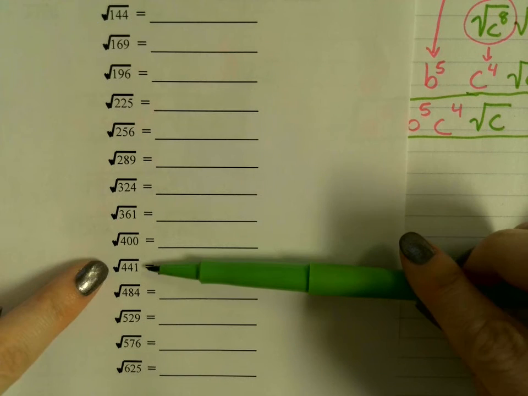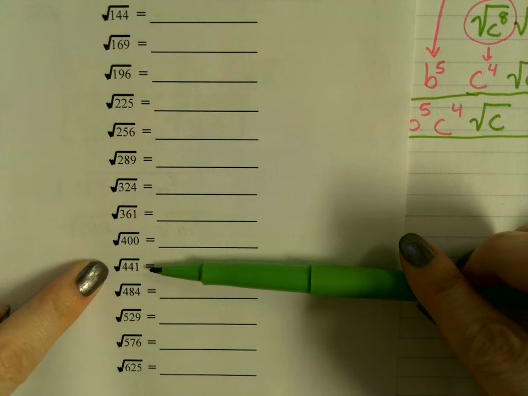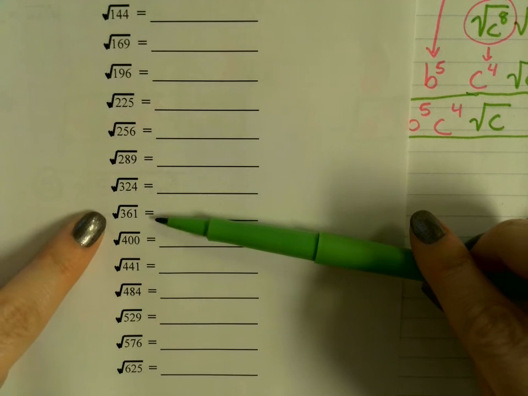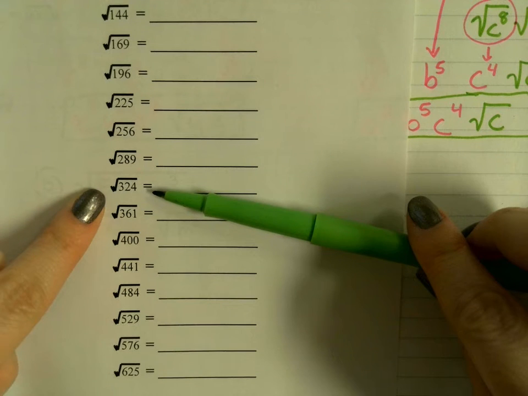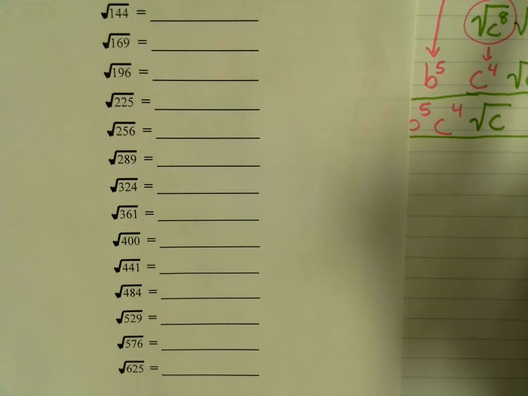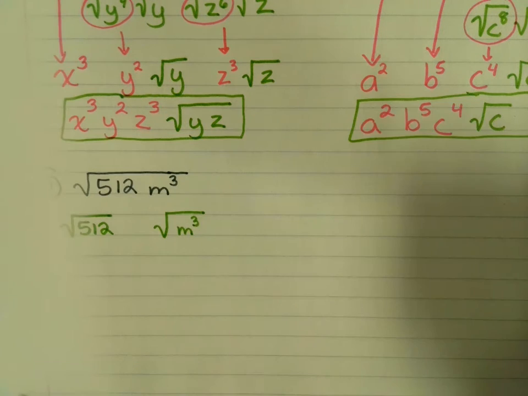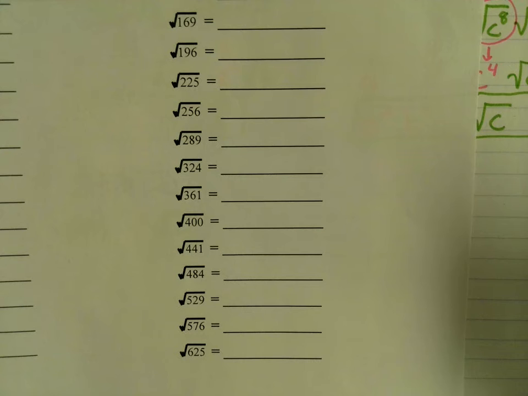We've got 441, we've got 400, 361, 324, and keep going on down. When you think that you found the largest perfect square that can go evenly into 512, raise your hand. Amron? Very good. Square root of 256.